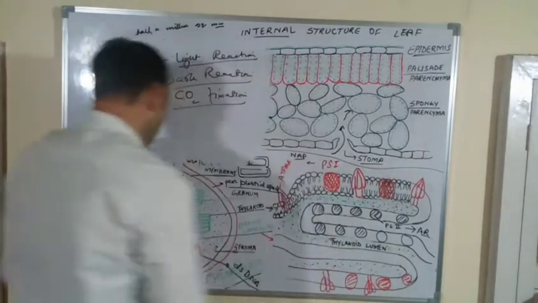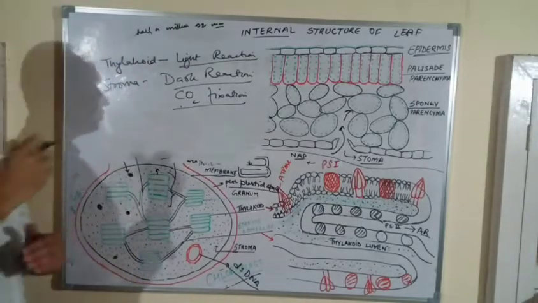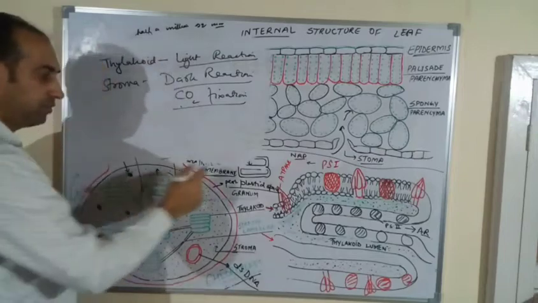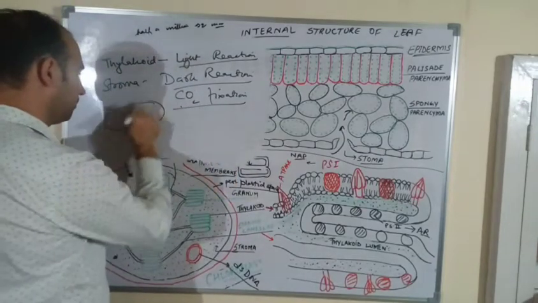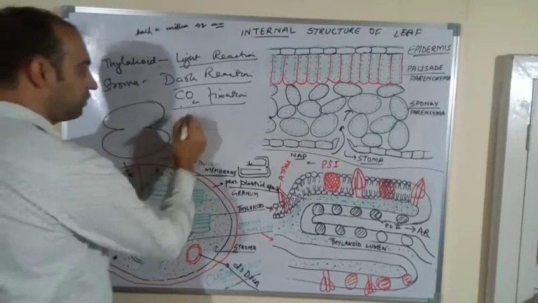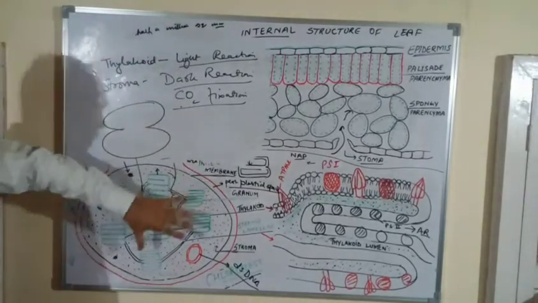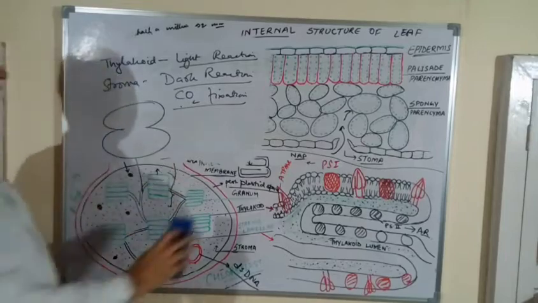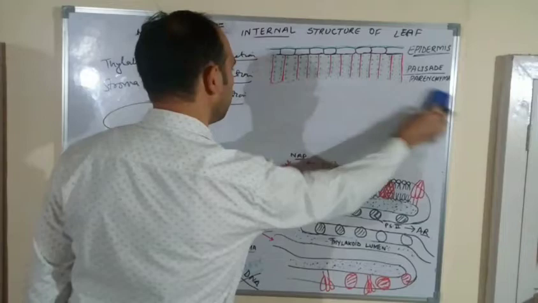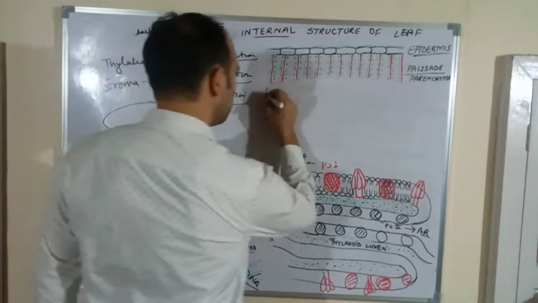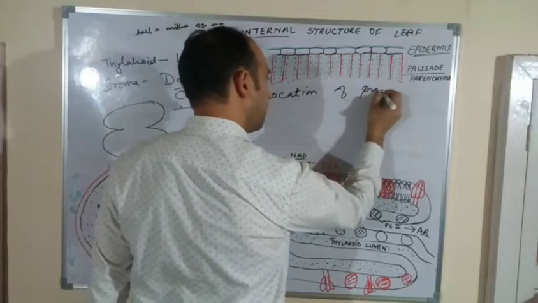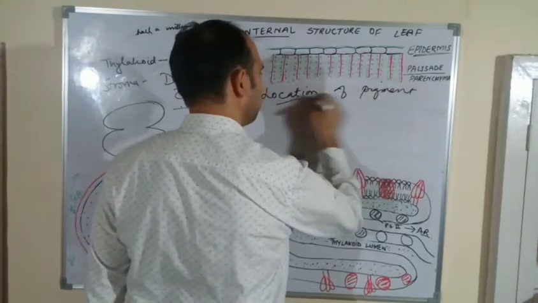The thylakoids contain all the pigments which are involved in the photochemical reaction. We can see the location of the pigments in the thylakoid membrane. Location of pigments: where are the pigments located? On the thylakoids.